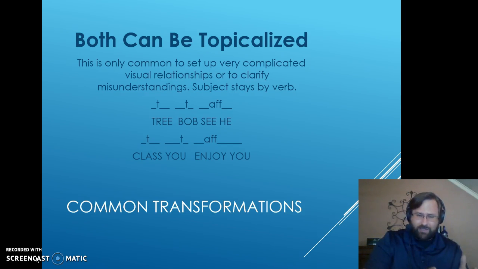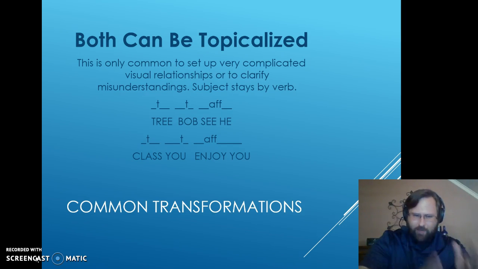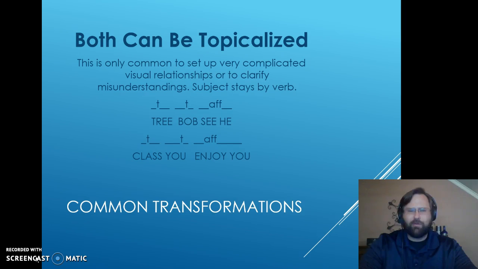Usually you're going to have the object, subject, and then the verb if you choose to have both the subject and object topicalized. You're not going to have the subject, the object, and then the verb. You're going to have object, subject, verb. So you see in these examples just that. You see the object, the tree, the subject, Bob, and then the end of the sentence, he sees it.